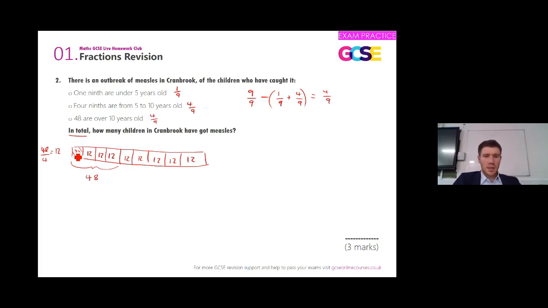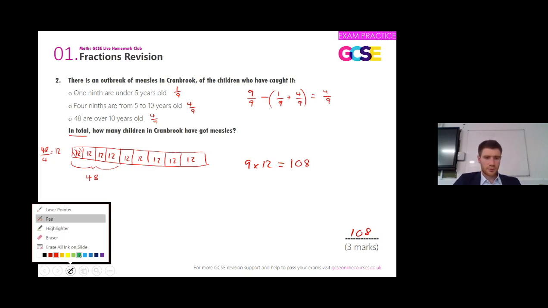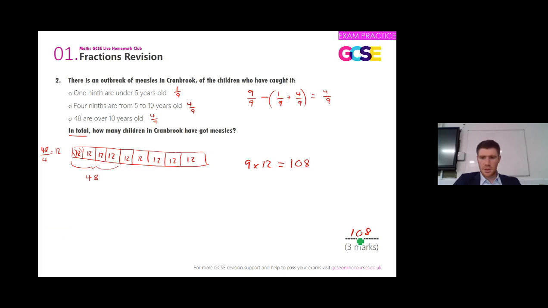Obviously, hopefully you can see that we've got 9 times 12, lots of children, which is 108. I'll write that in my answer box here. 108. Okay, so tick that off. 1 mark obviously for your answer. It's a 3-mark question though.